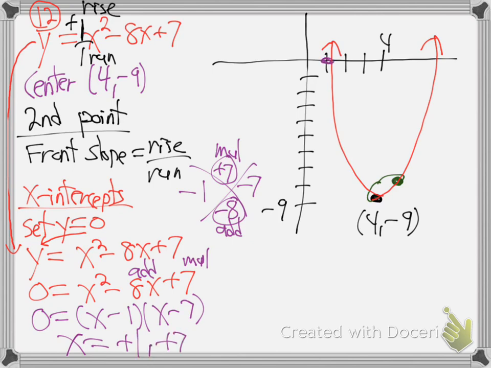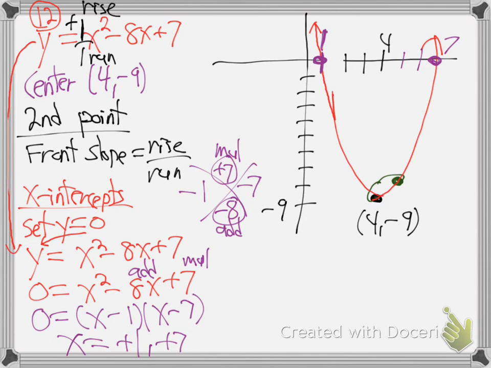So that means at positive 1 and positive 7, those, so my thing missed a little bit. It should have come in right there. So at positive 1 and positive 7, those are the X-intercepts.